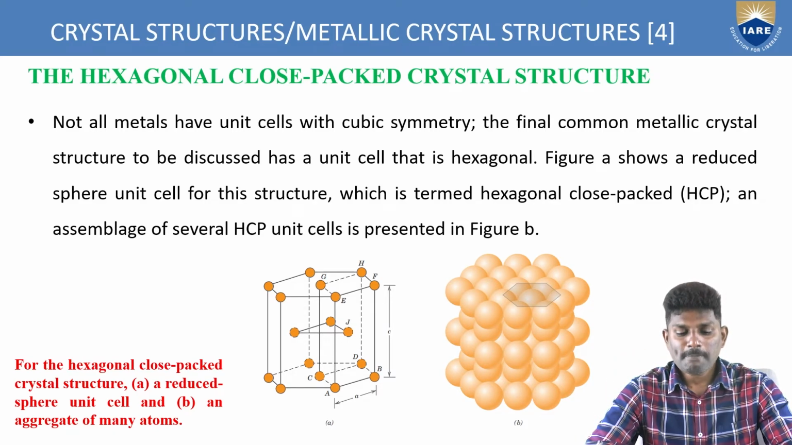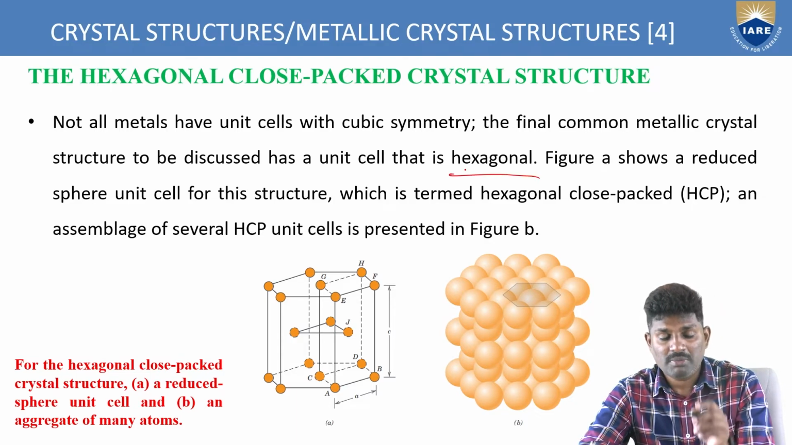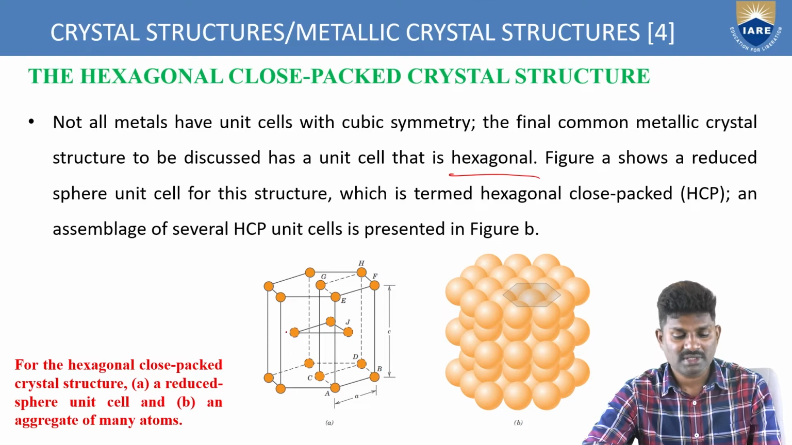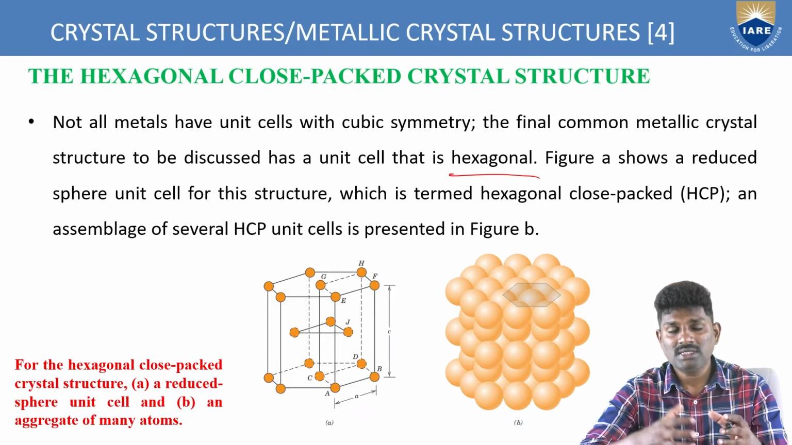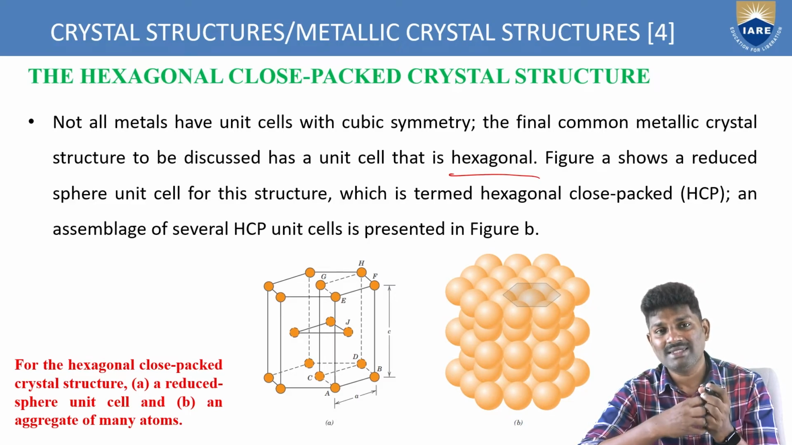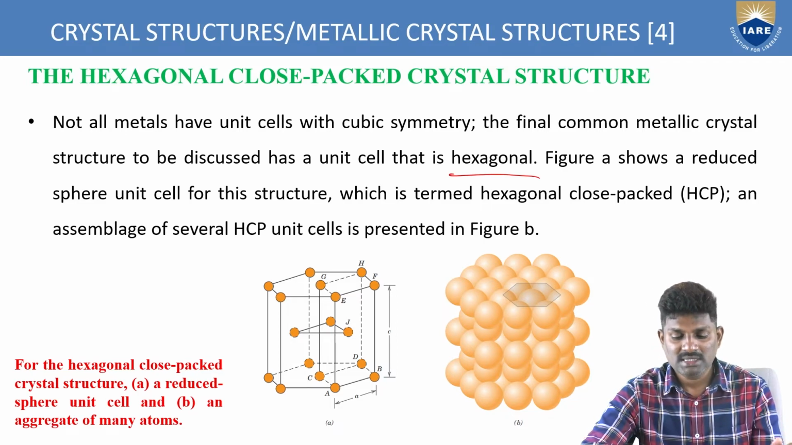Now, the final common metallic crystal structure to be discussed has a unit cell which is hexagonal. So this is very important. Based upon the type of geometry, we are trying to differentiate the type of crystal structure. So this figure shows the hard sphere unit cell of the structure, which is termed hexagonal closely packed. In this hexagonal structure, the atoms are closely packed with each other, that's why it is called a hexagonally closely packed crystal structure, HCP.